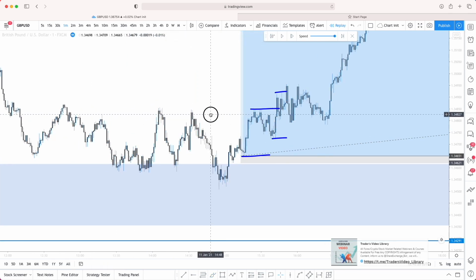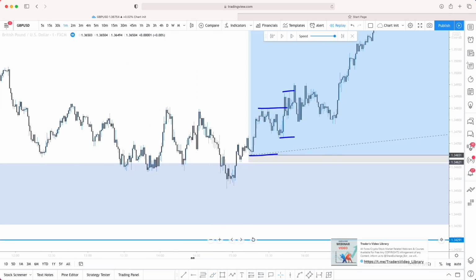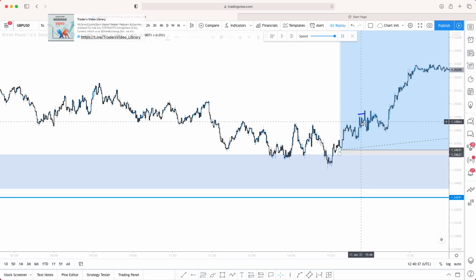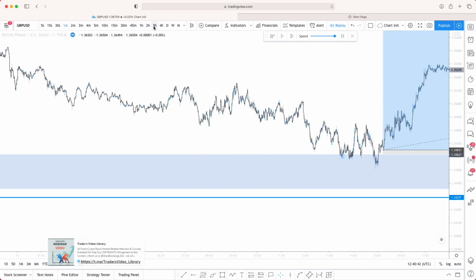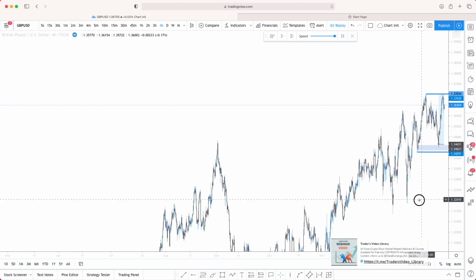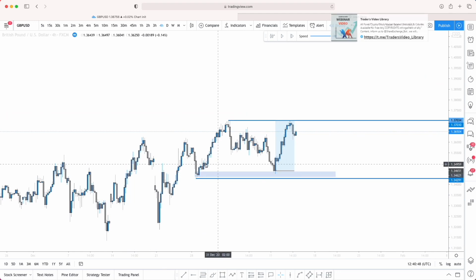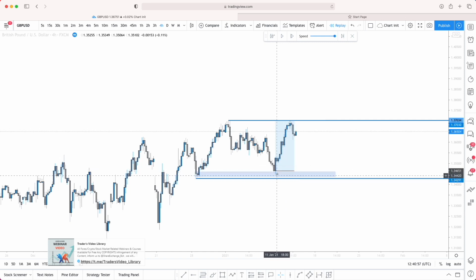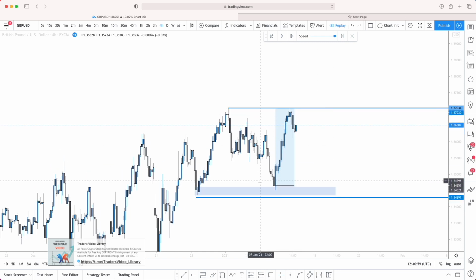In terms of taking partials, it is up to you how you wish to take them. For me personally, I take some partials when I'm sitting at 1 to 10, so I close a small percentage. It does vary on each trade, so I don't have a fixed percentage that I close. It depends on the potential. Say, for example, I'm at a higher time frame POI, like this is the 4 hour and the daily POI, I know that I want to catch as much potential as I can from this trade, because this is the highest probability trade that you can get using the higher time frame.